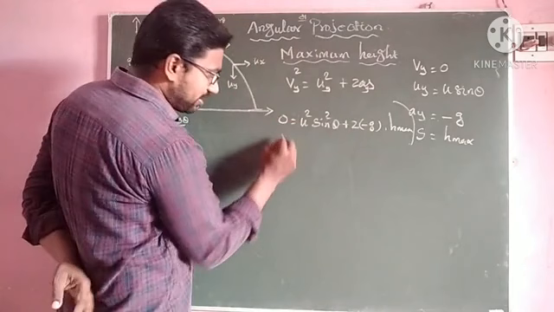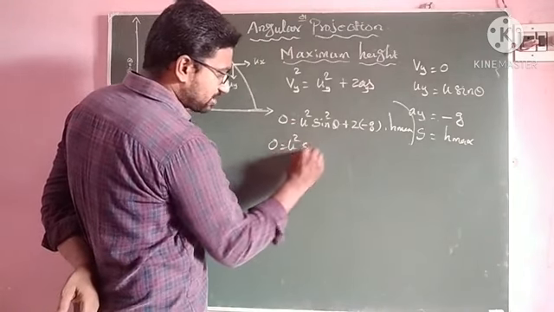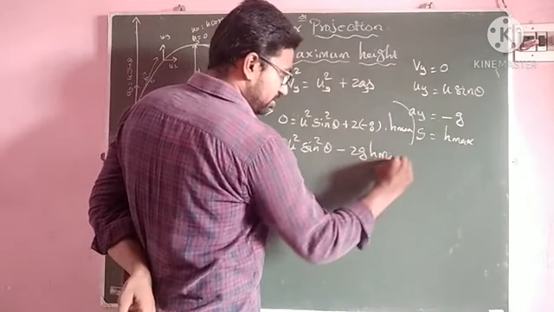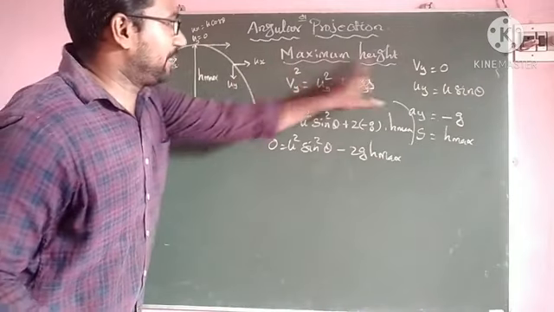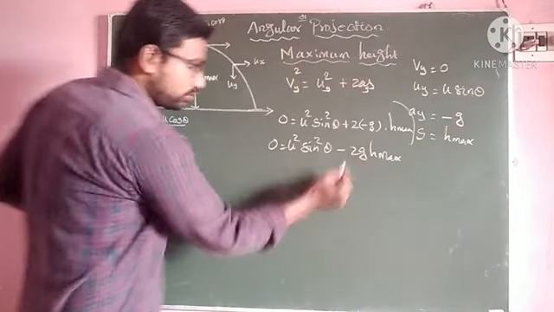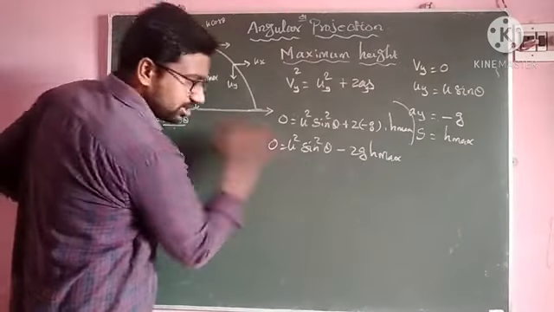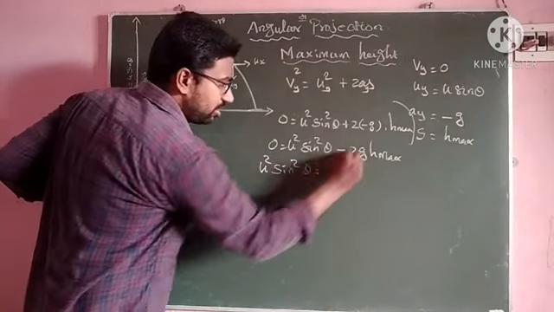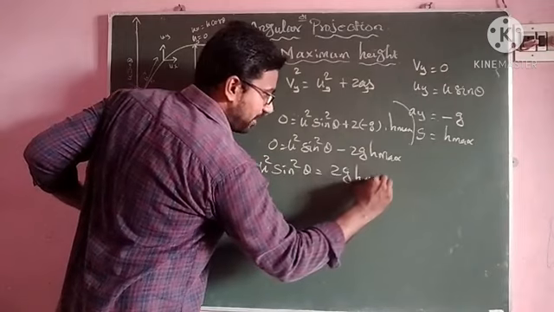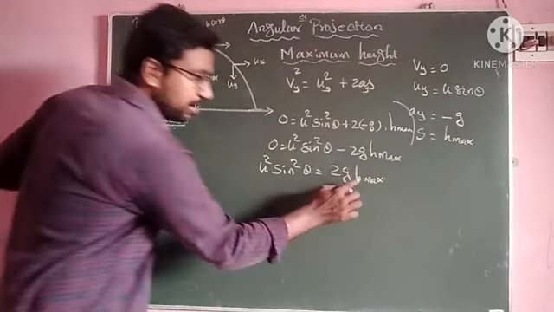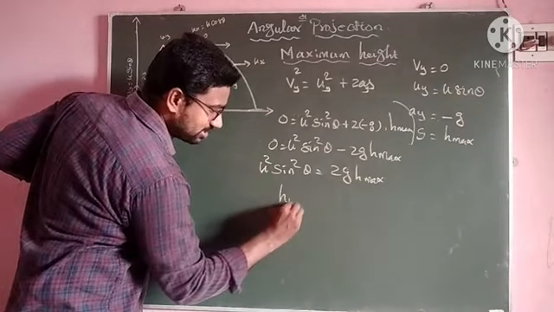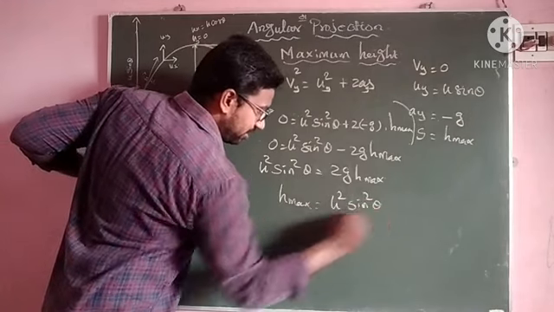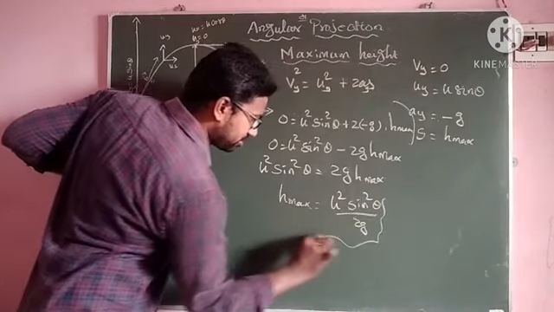By simplifying this equation, 0 equal to u square sin square theta minus 2g h max. Now I am going to find the value of maximum height. So it is presented on this side, so I am going to shift it to the LHS. So u square sin square theta is equal to 2g h max. That is the maximum height. You know the expression for maximum height. So h max is equal to u square sin square theta divided by 2g. Very important relation.